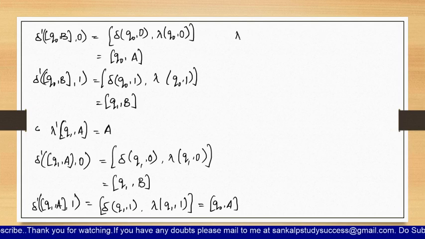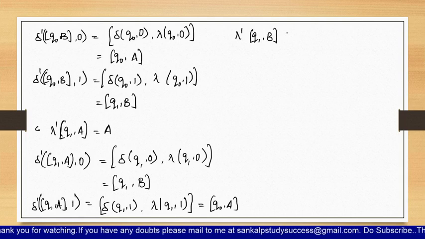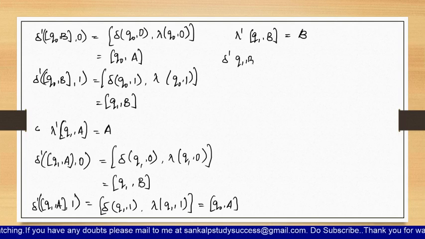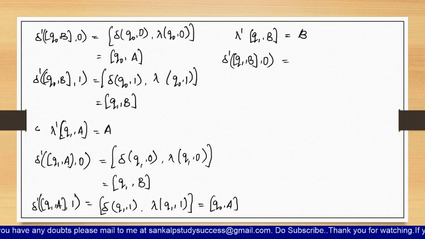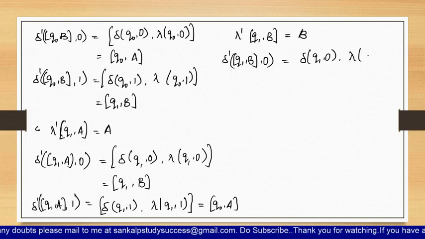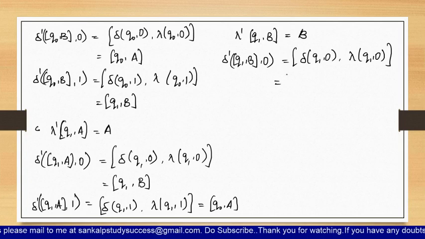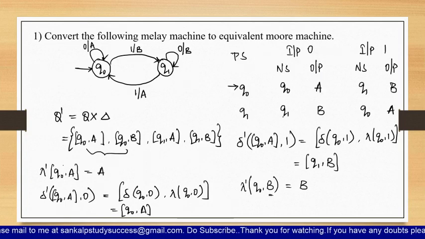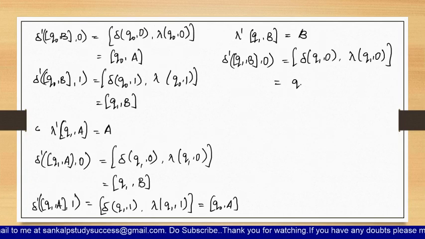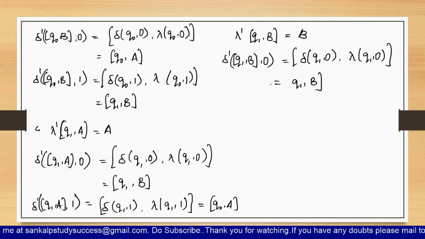Now we are going to find the lambda dash of the last state, which is (Q1, B), which is equal to B. Now we are going to find out the transition dash of (Q1, B) by applying input symbol 0. Then from the formula, transition of (Q1, 0), lambda of (Q1, 0). Transition function of (Q1, 0) is nothing but Q1 and the output is B. So it is nothing but (Q1, B).